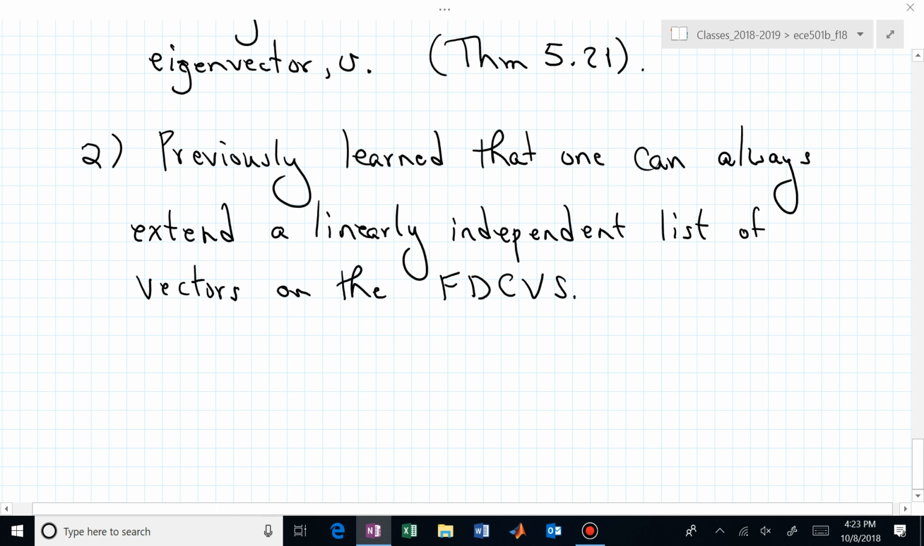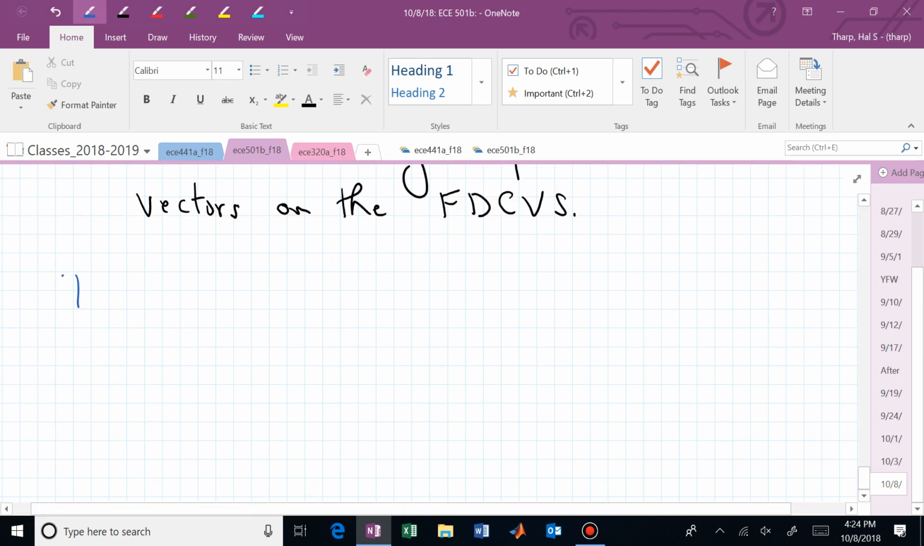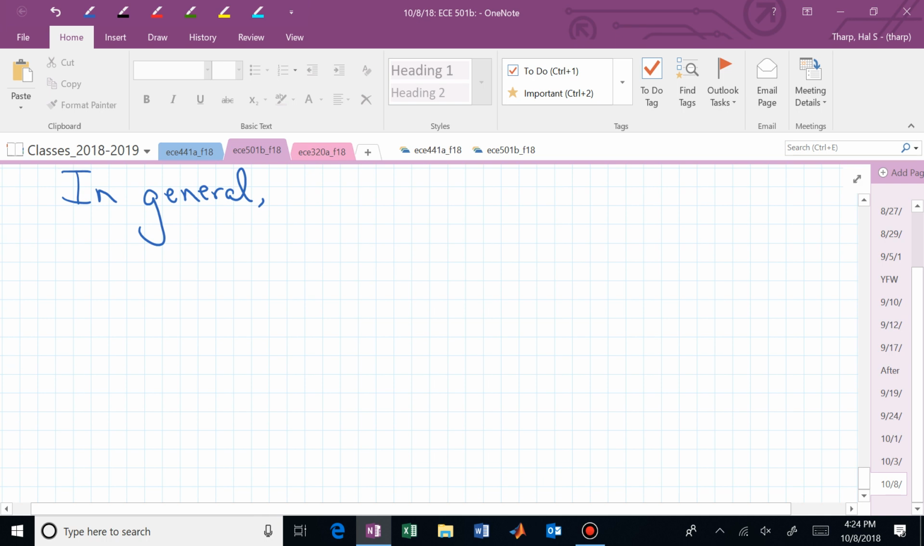That's not true in general. If I just give you a set of random basis vectors for a vector space V, what's the matrix representation look like? In general, what does the A matrix look like? The matrix representation of an operator T. Or what's the first column look like?